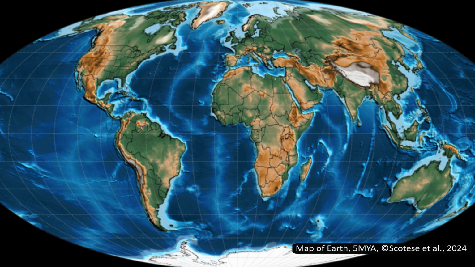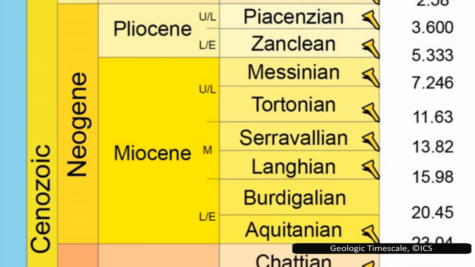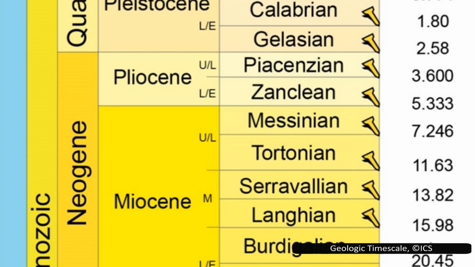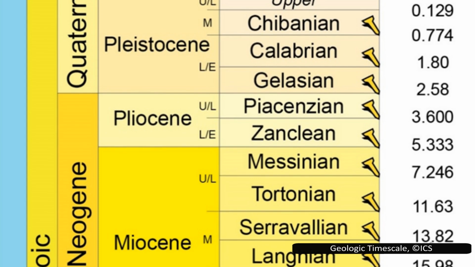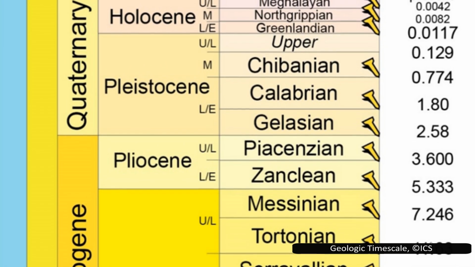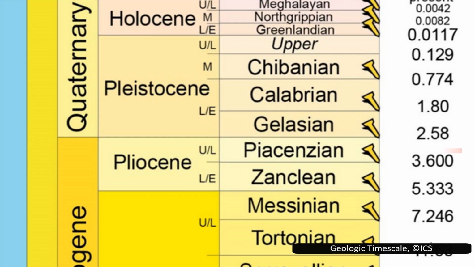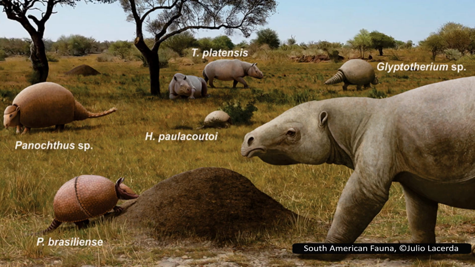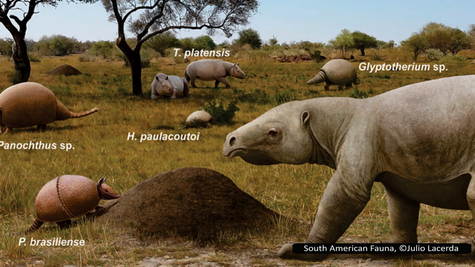The Great American Biotic Interchange, or GABI, was a major biological event that occurred when North and South America became physically connected for the first time in over 100 million years. This began in earnest around 2.7 million years ago, when the Isthmus of Panama finally rose above sea level and formed a land bridge.